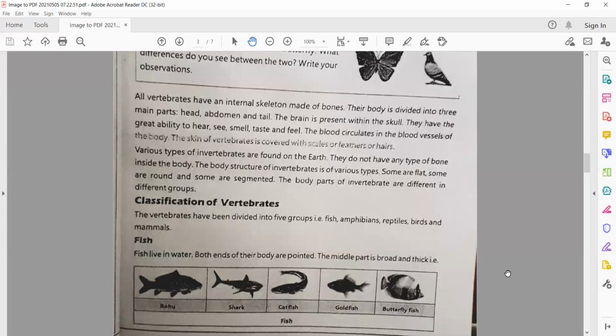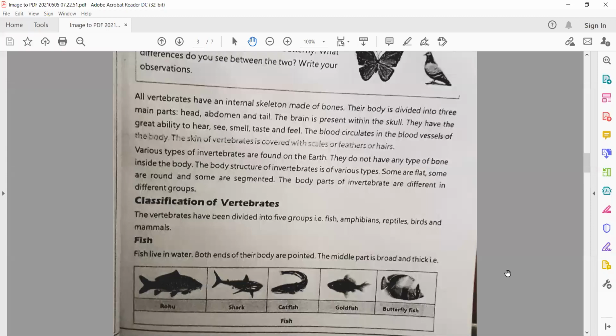Their body is covered with scale. They live and reproduce in water. They can breathe through gills and reproduce by laying eggs in water. Fish are reproduced by eggs. Fish lay eggs in water. So look at this. Fish live in water. Both ends of their body are pointed.